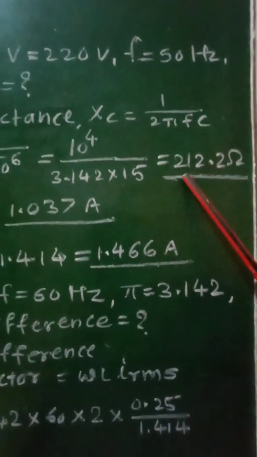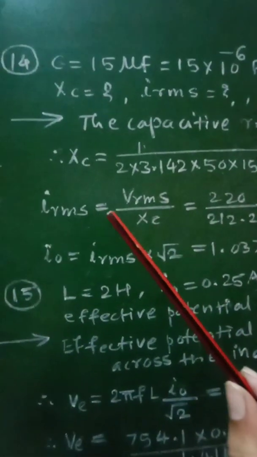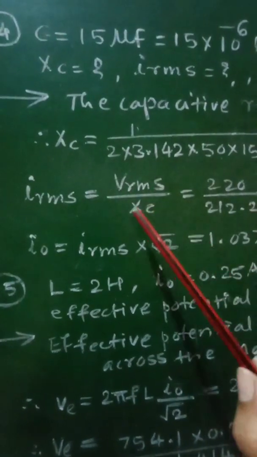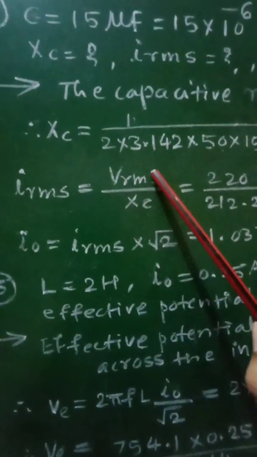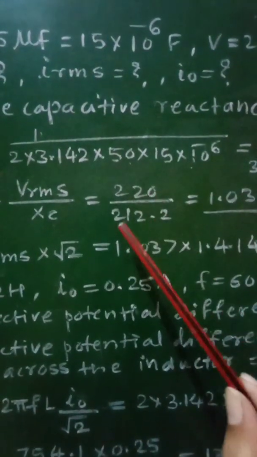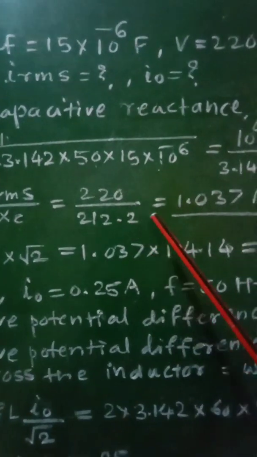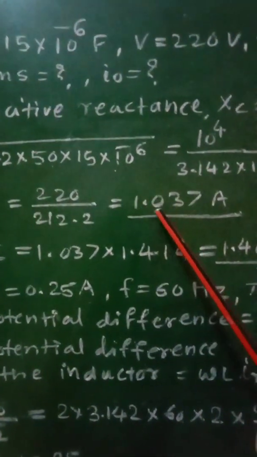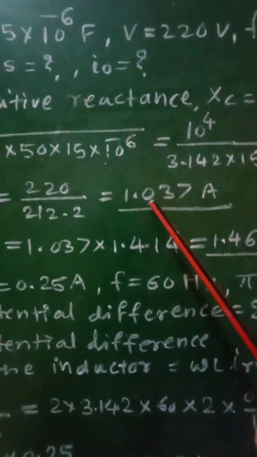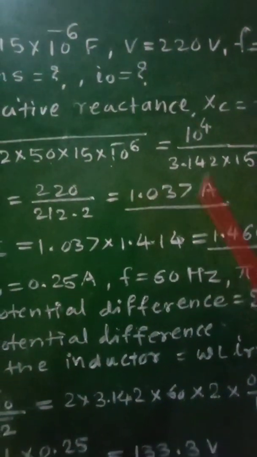212.2 ohm, that will be the capacitive reactance. Now we will find the RMS value of current, that is IRMS equal to Vrms upon Xc, that will be equal to 220 upon 212.2, which comes out to be 1.037 ampere. That is the RMS value of current.